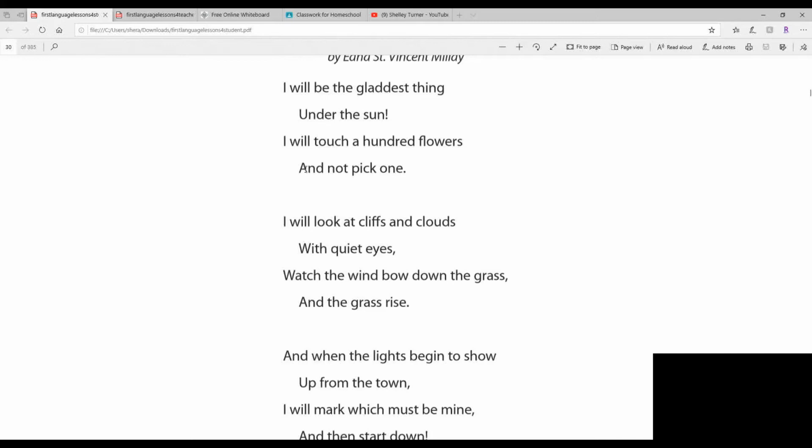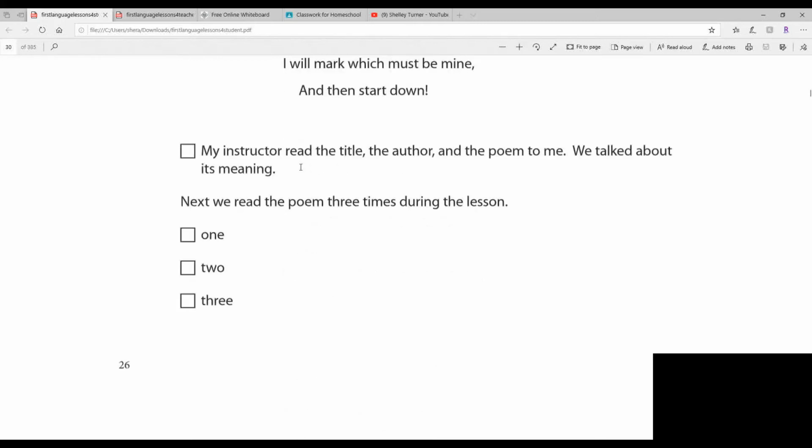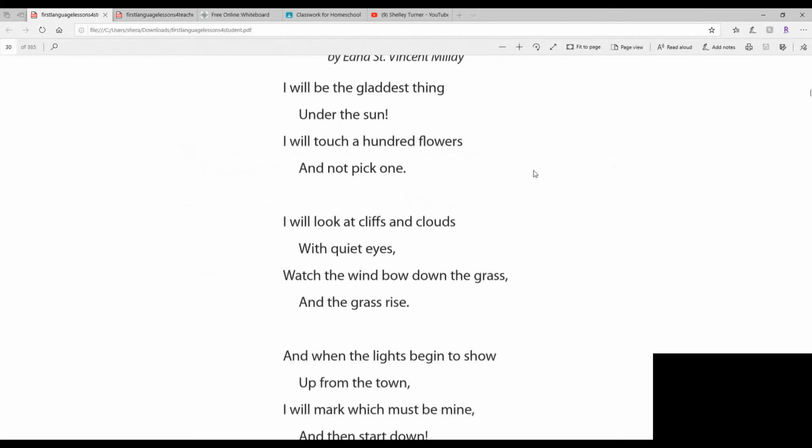Okay. So this says, my instructor read the title, the author, and the poem, and we talked about its meaning. Well, we didn't really talk about what it means, but for myself, it makes me think that somebody's way out where it's quiet, and she can see the town above her, and she's in solitude. That sounds like what I like.